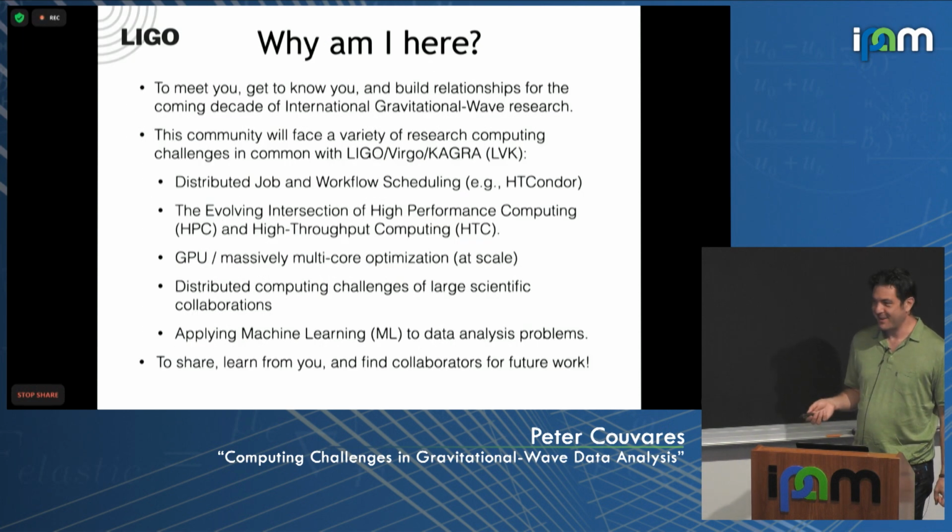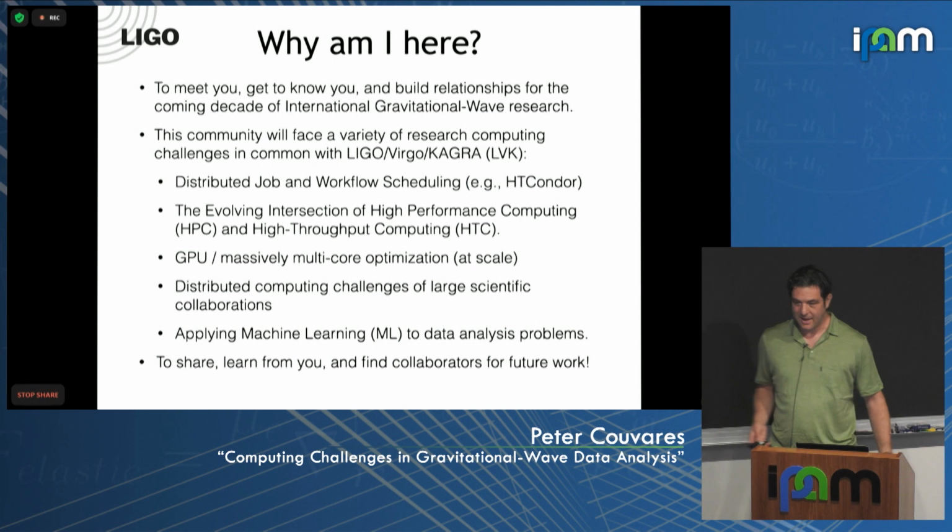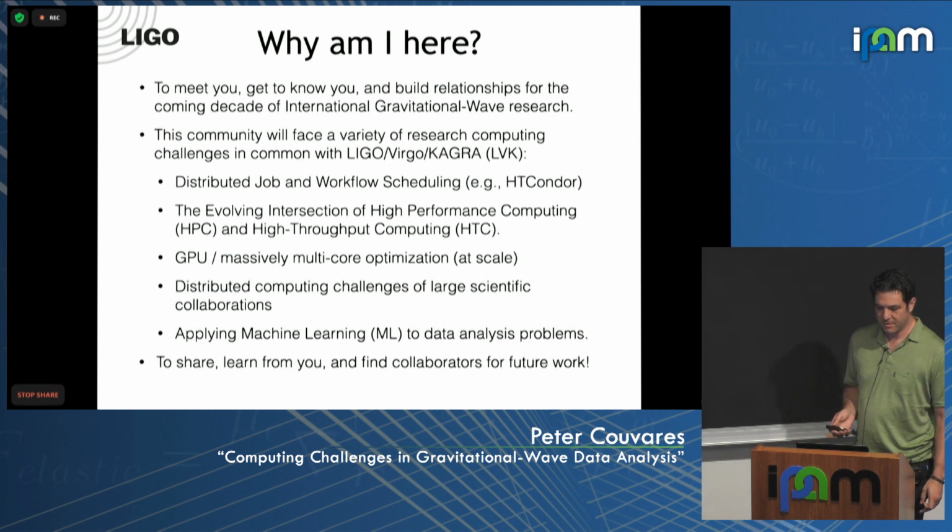Why am I here? Because I was invited, but the reason I want to be here is to meet you all, to get to know you, and to build relationships for the coming decade of gravitational wave research that you're all going to be involved in, or many of you will be involved in.